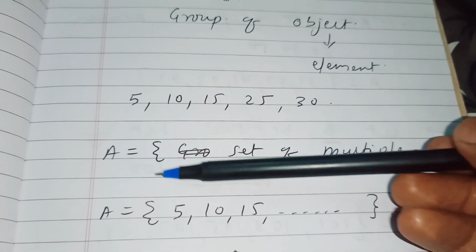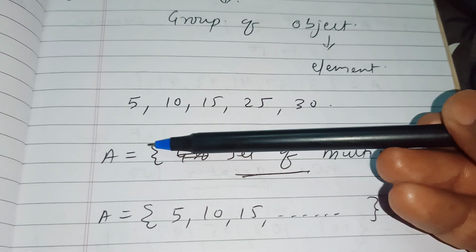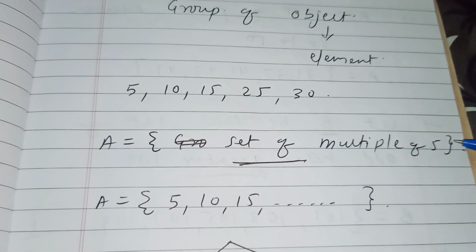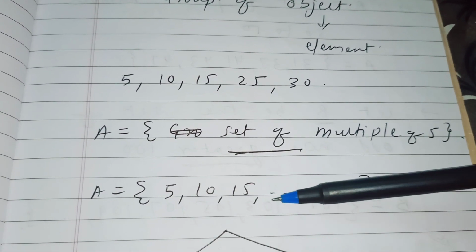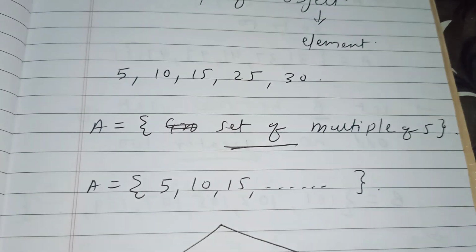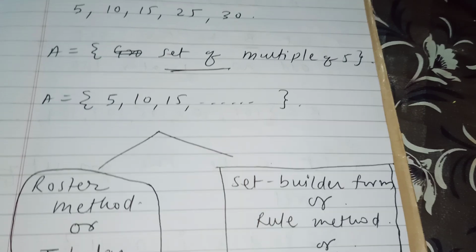Or we can say that A is equal to what? A is a set, meaning A is any set that is given. So the set of multiples of 5: A is equal to 5, 10, 15, and so on. It means this is a multiple of 5. So you know it.